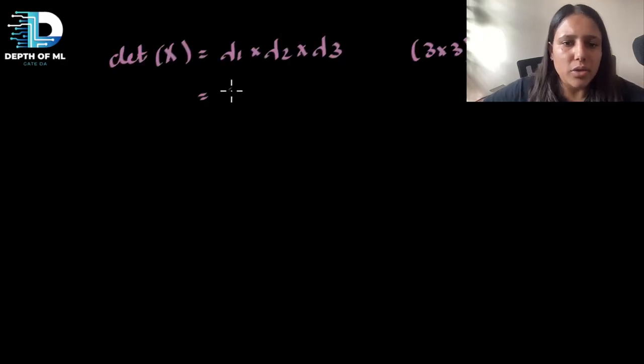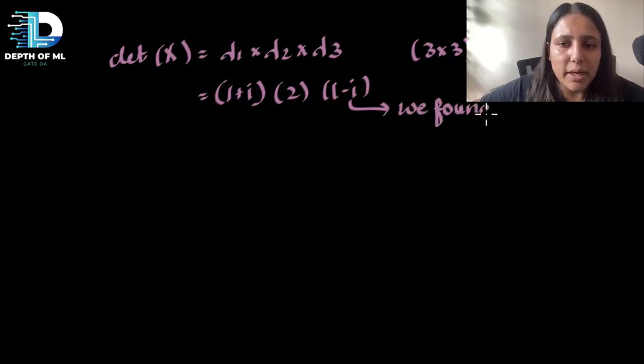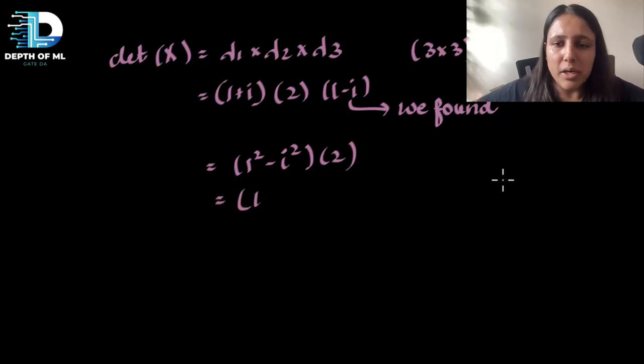Okay, so the eigenvalues are 1 plus i into 2 into 1 minus i. This we found from the property that the eigenvalues occur in pairs of complex conjugates. Now we can just multiply this. So this is 1 square minus i square into 2.